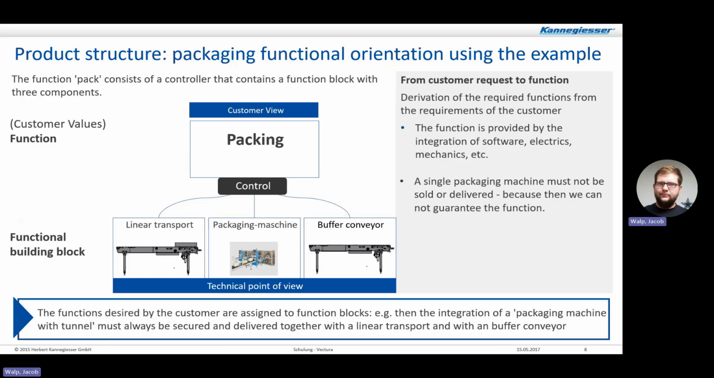Customer request a function, derivation of the required functions from the requirements of the customer. Function is provided by integration of software, electronics, mechanics. Single packaging machine must not be sold or delivered because we cannot guarantee the function. Functions desired by the customer are assigned to function blocks. For example, the integration of packaging machine with tunnel must always be secured and delivered together with a linear transport and with a buffer conveyor.